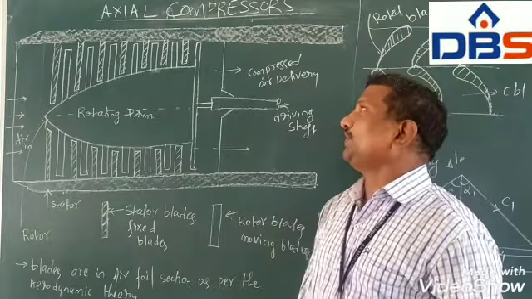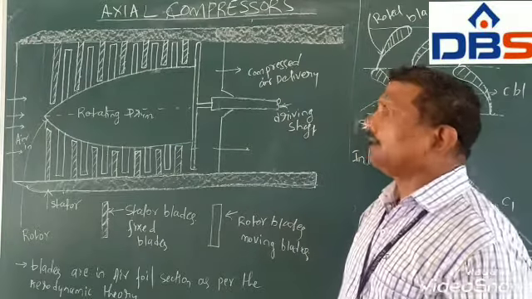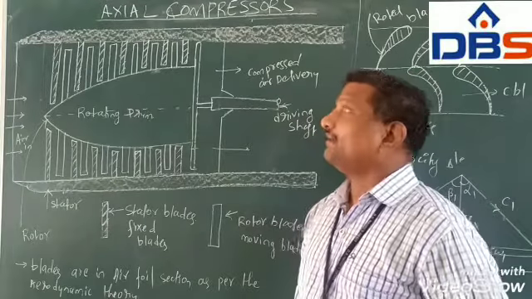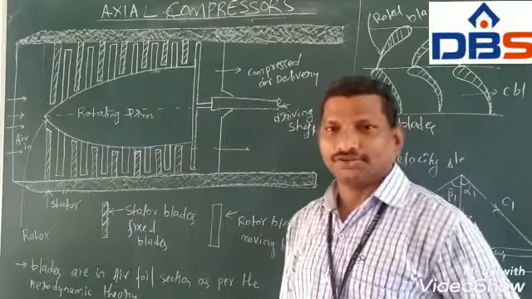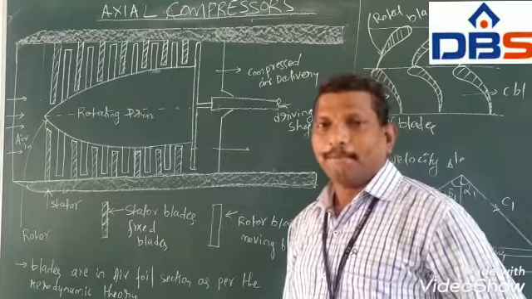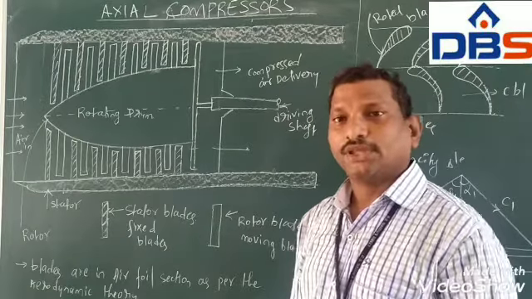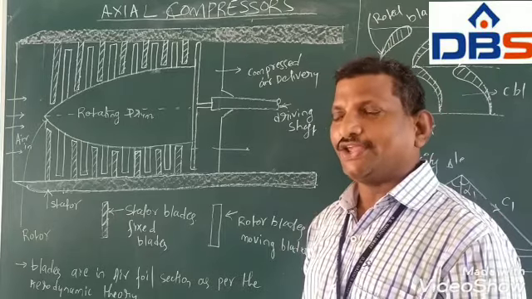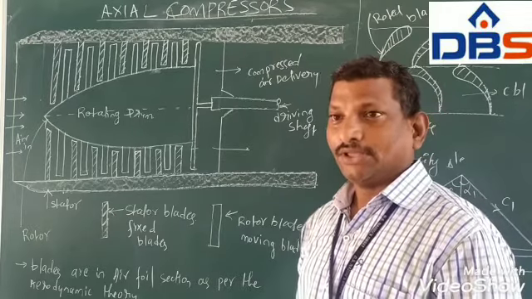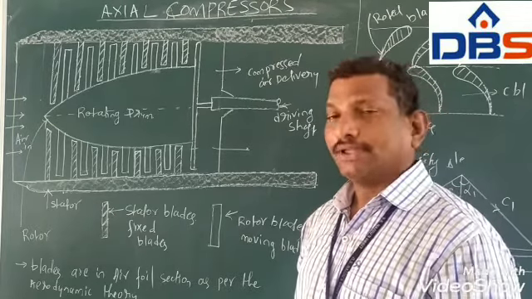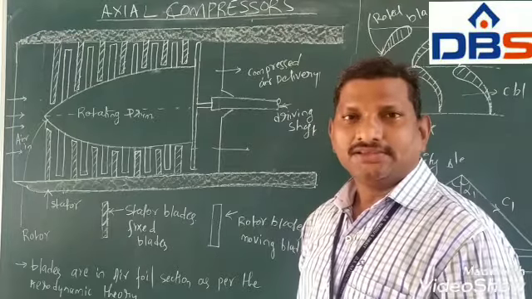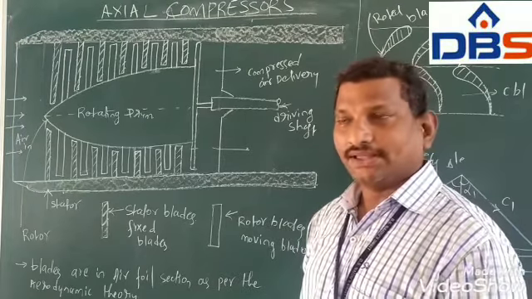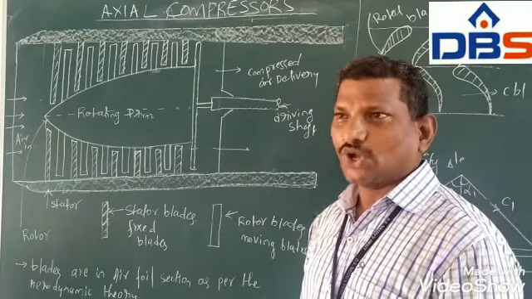Let us discuss the working principle of axial compressors. Why are we calling it an axial compressor? A compressor is a device which compresses air or gas by taking work input. If any prime mover supplies sufficient work to compress the air or gas, that particular device is called a compressor.